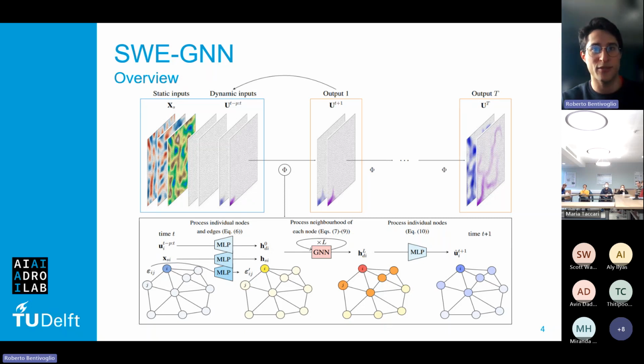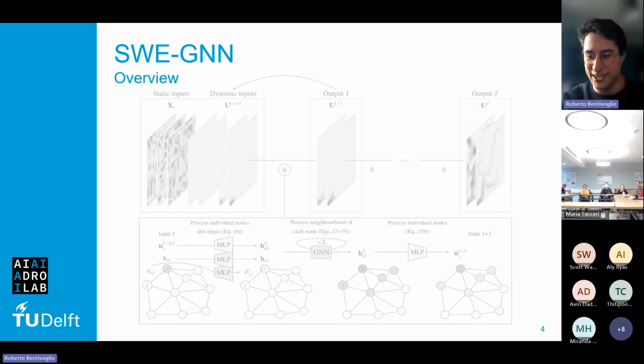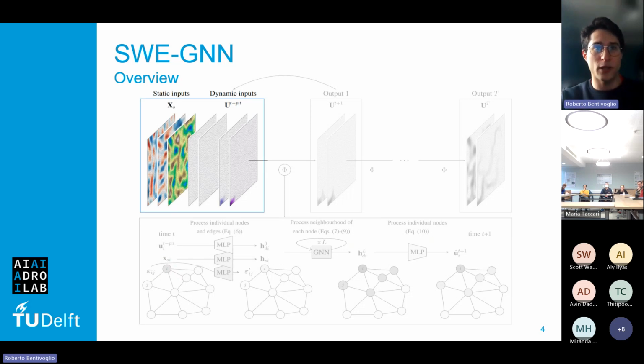I know it's a lot of information, so let's go one step at a time. First of all, what does the model take as inputs? It takes more or less the same inputs as a numerical model. We have some static inputs, which are basically properties of the case study that we're modeling, the topography. So there's some elevation information, some slope information. You can add some roughness, so land use information.